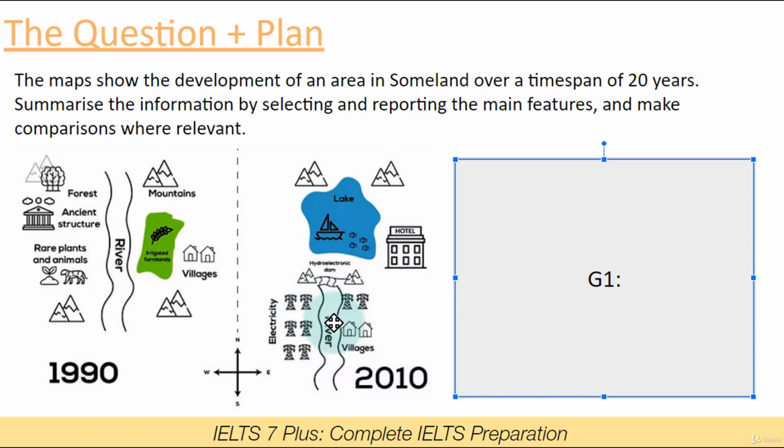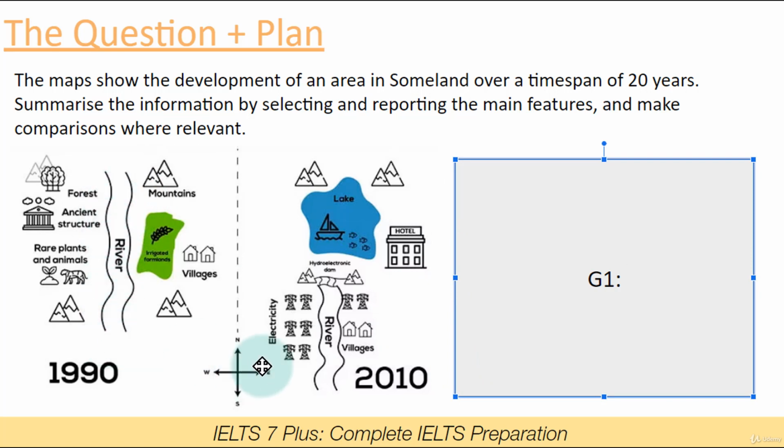look for a structure that separates the maps into 2. So the river that runs straight through these maps. So to make it easier to compare, you could say group 1, everything west of the river. And then you can easily compare. So basically both 1990 and 2010 go in the same group. So we could say everything west of the river. And then for group 2, we would say everything east of the river. And then of course I can compare, making comparisons where relevant, and I'm really scoring higher on my task achievement.